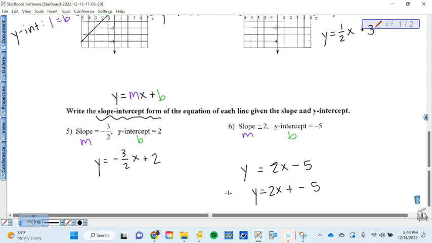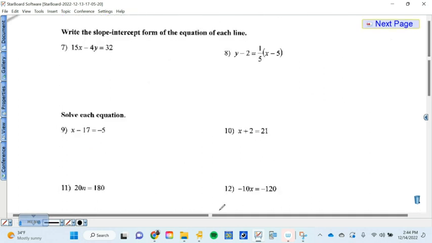Questions on those? Okay. Flip over the paper. Okay, write the slope-intercept form equation again of each of these lines.